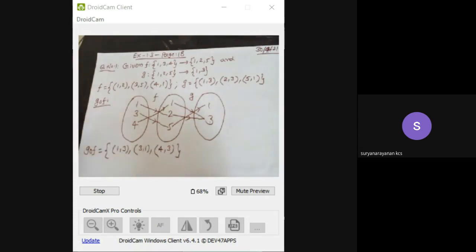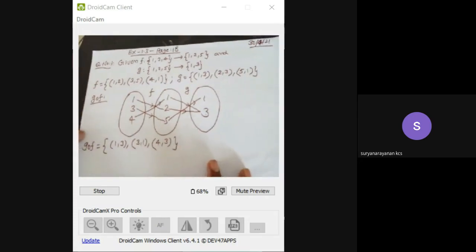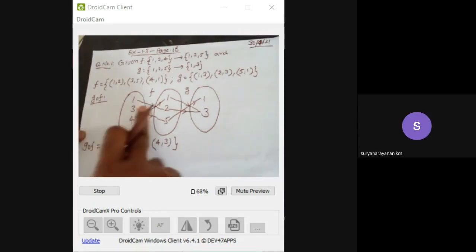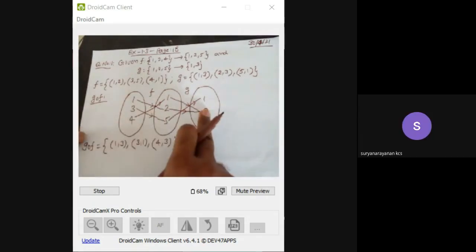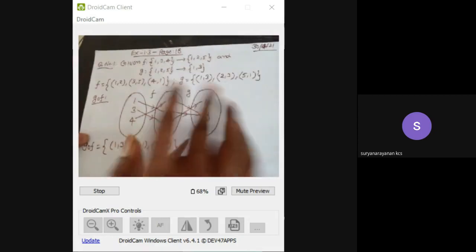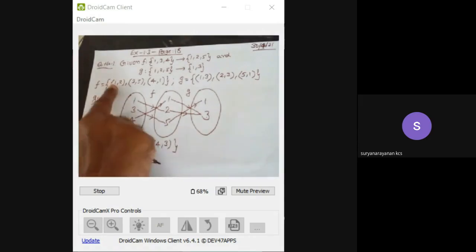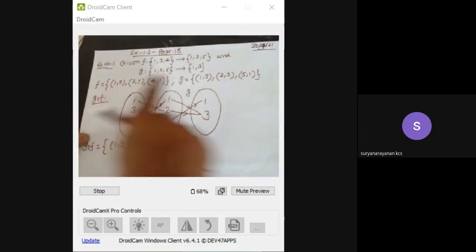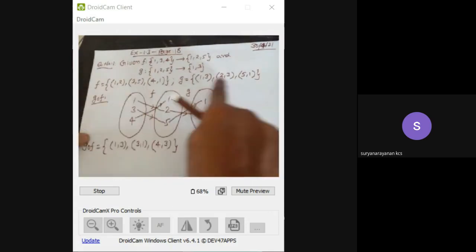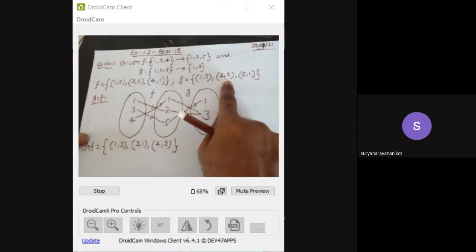This is the composite function of F and G. Understood this point, my dear children? Otherwise, without drawing this arrow diagram, just from the ordered pairs we can write this G circle F. See here, (1, 2) and (2, 3) link like ordered pairs. Do you remember transitive relation, my dear children? Transitive relation.